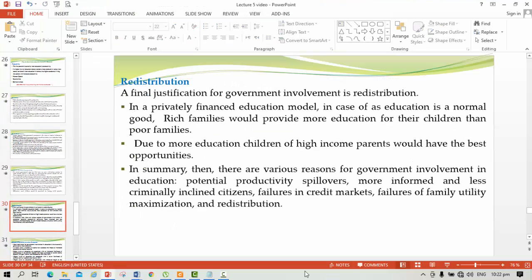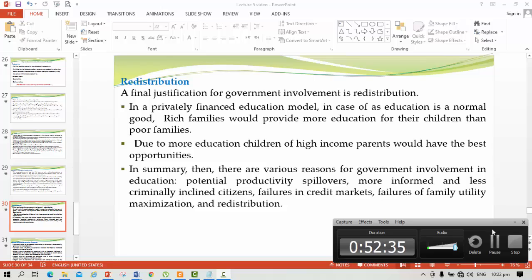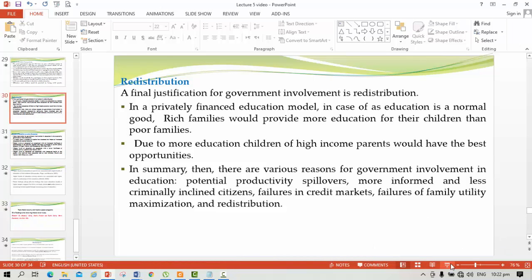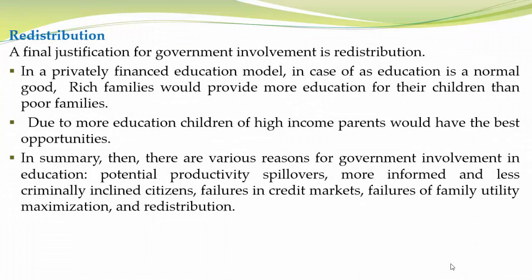Redistribution. Similarly, a final justification for government involvement is redistribution. In a privately financed education model, as education is a normal good, rich families would provide more education for their children than poor families. If education is a normal good, people having more money will provide more education than the poor ones. Due to more education, children of high-income parents would have the best opportunities.